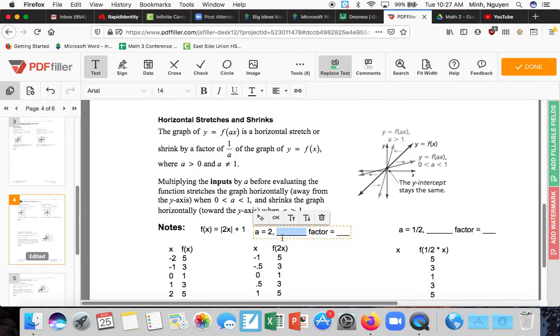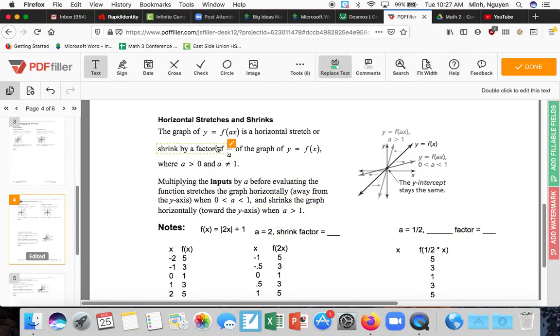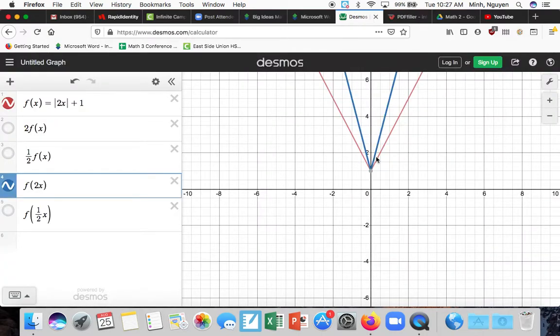So what kind of factor is this? Well, a is greater than 1, so 2 is greater than 1. So this is a shrink factor. It got narrower, so that's a shrink, closer to the y-axis. And the factor is 1 over a, or 1 over 2. So that's that. A horizontal shrink, a factor of half. A is 2, and it gets narrower.